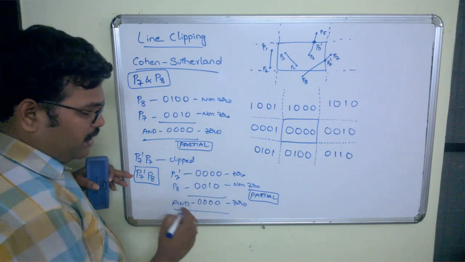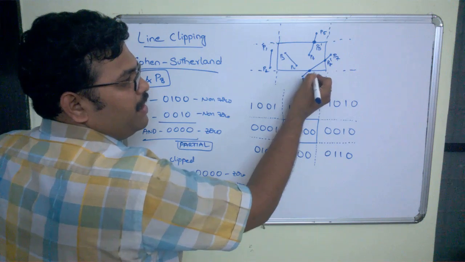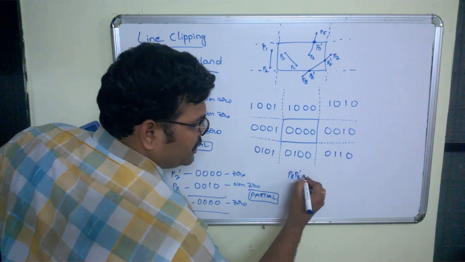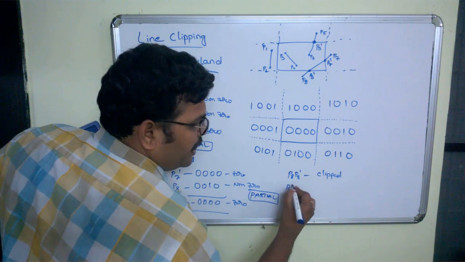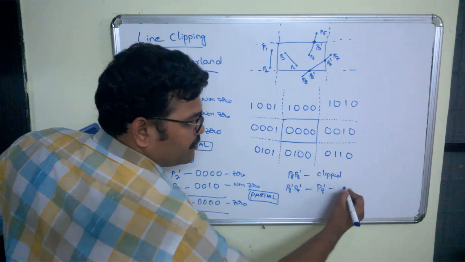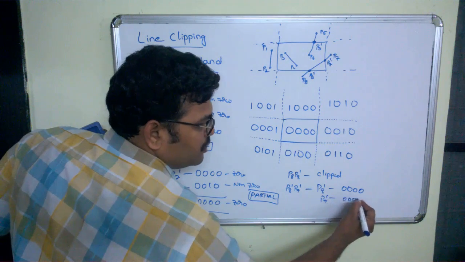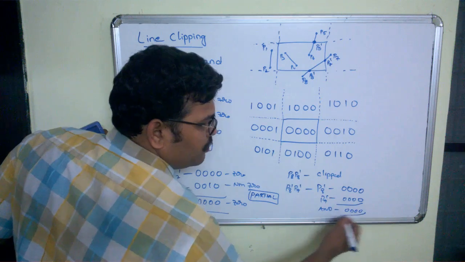So again find the intermediate point. I will call this intermediate point P8 dash. So P8 and P8 dash is clipped. Consider P8 dash and P7 dash. P8 dash region code is 0000, P7 dash region code is 0000. So the total AND operation finally gives 0000.